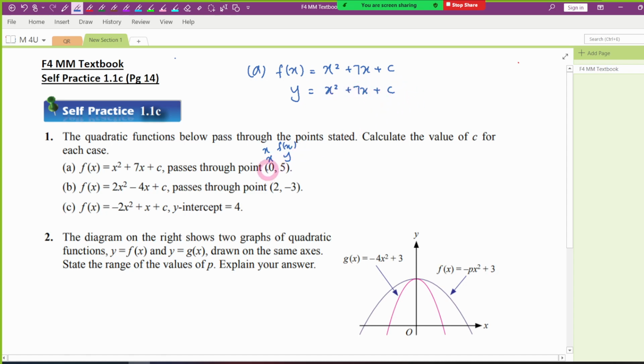Now, what does this mean? It means that when x is equal to 0, y is equal to 5, right? So what we need to do, we just need to take the x coordinate, plug in here, and the y coordinate plug in here to get the value of c. So part A and part B are actually pretty straightforward. You can try it on your own. Now let's look at part C.